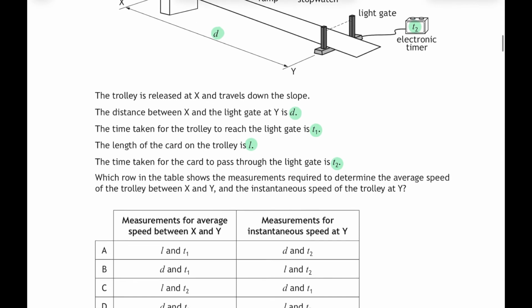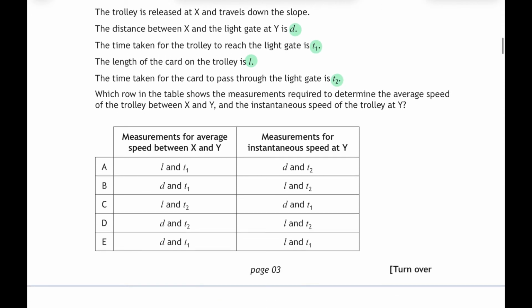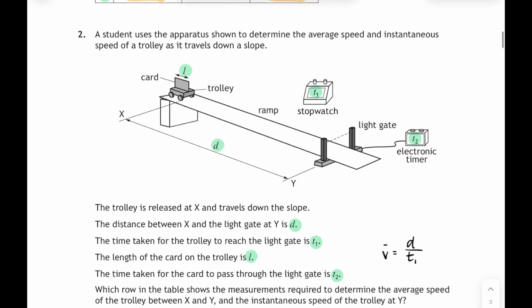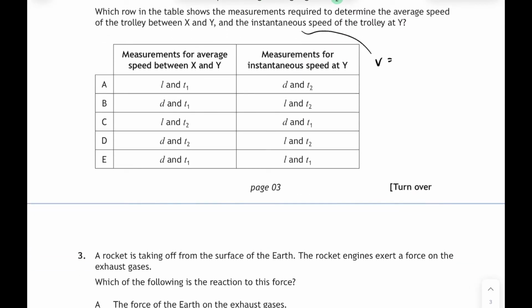And then we're asked, which row in the table shows the measurements required to determine the average speed of the trolley between X and Y and the instantaneous speed of the trolley at Y? Well, average speed is the total distance gone divided by the total time taken. And the instantaneous speed at the bottom of the slope, you would calculate from the length of the card divided by the time it takes to cut the light beam. So that's L divided by T2.